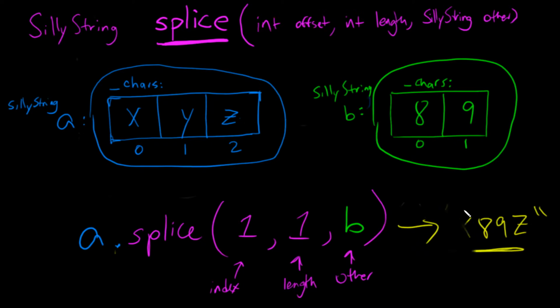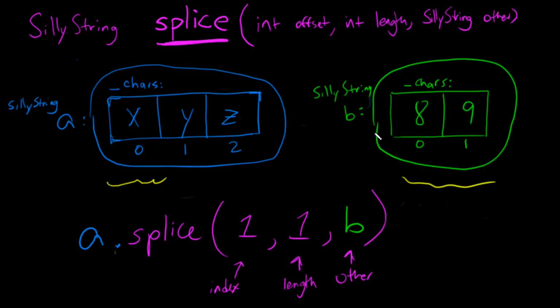So in effect, what you're doing at a high level is concatenating the first part of this array up until the index. You're skipping over some middle part based on the length of the characters you're omitting. You're going to concatenate with that the string b, and then you're going to concatenate with that the remaining portion of the original string.